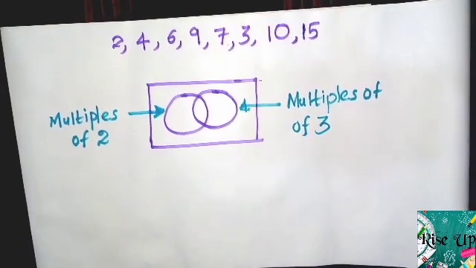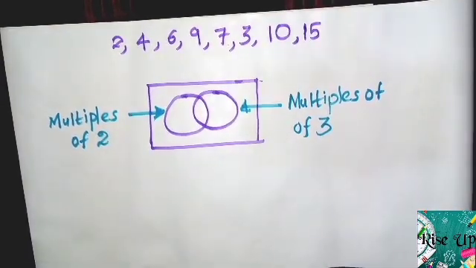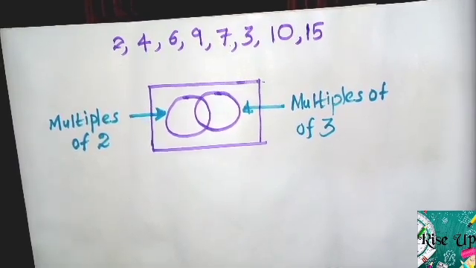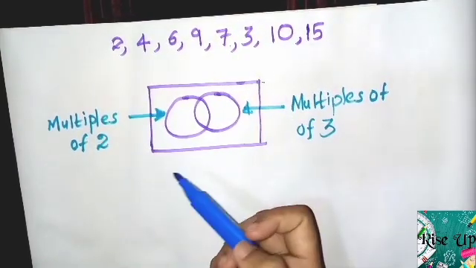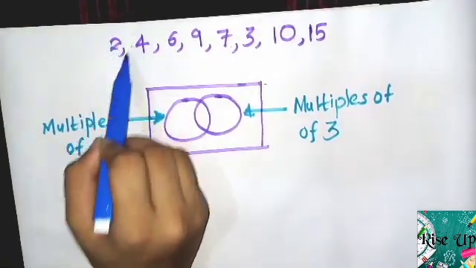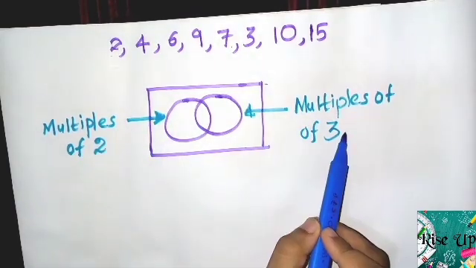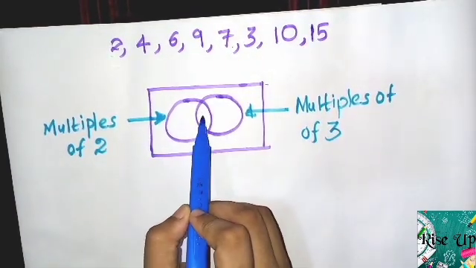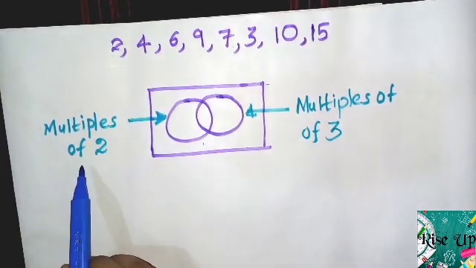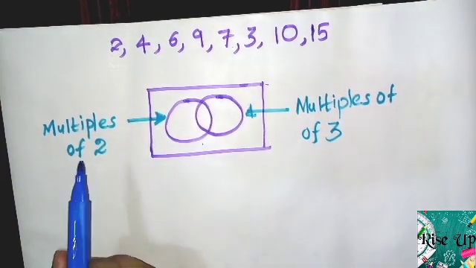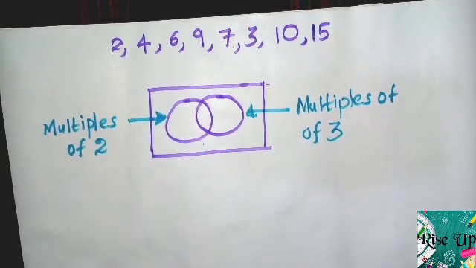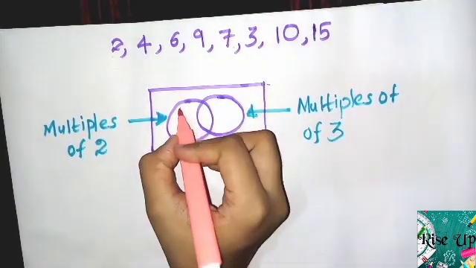Right. Now observe the numbers very well. 2, 4, 6, 9, 7, 3, 10 and 15 are given. Right. So first of all, you have to check whether these numbers belong to the set of multiples of 2, or else the multiples of 3, or else to both, or else to none. So 2 is a multiple of 2. Everyone knows that. You have to know the multiplication table for this. Write 2 there because it belongs only to the set of multiples of 2.